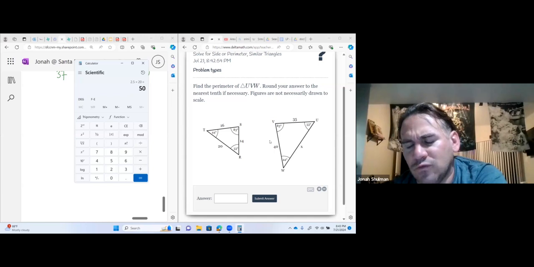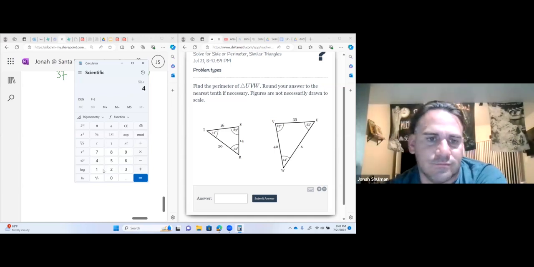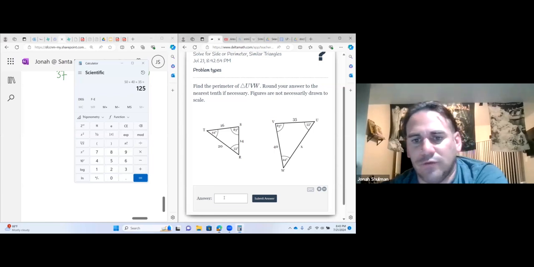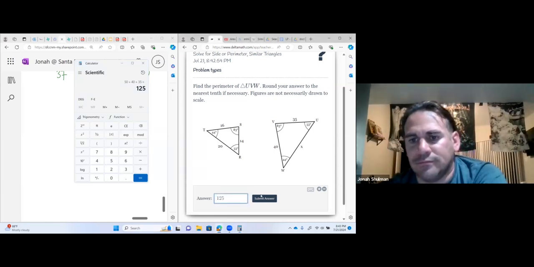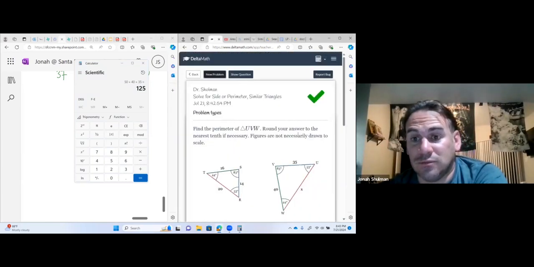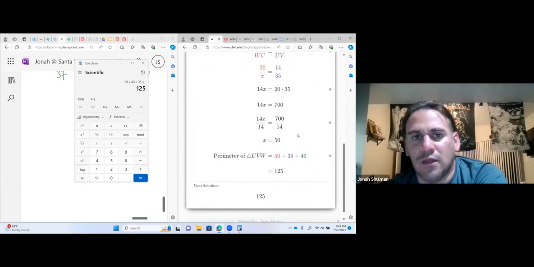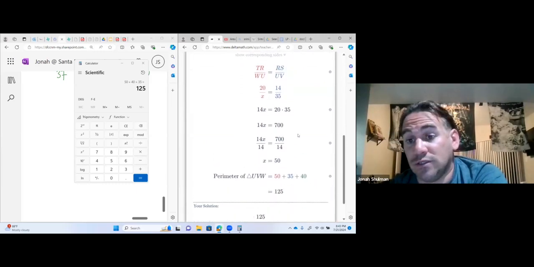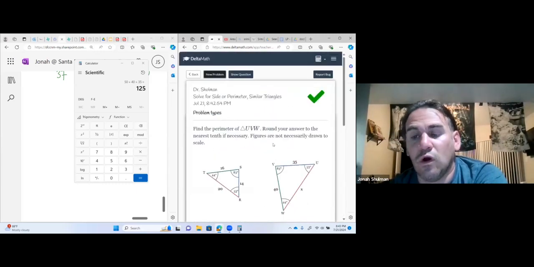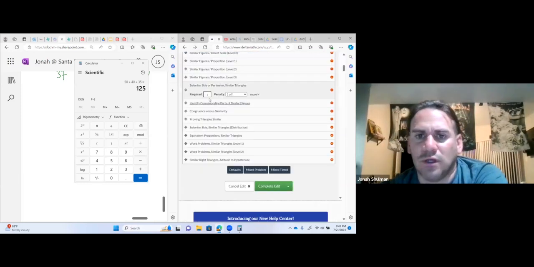So it's 50 plus 40 plus 35. 125. Guess I just got tripped up in all the decimals. Ta-da! So the scale factor way was way faster than doing this. Well, I had to do it twice the other time. I think that's why it threw me off.